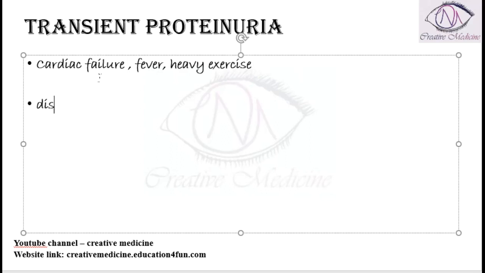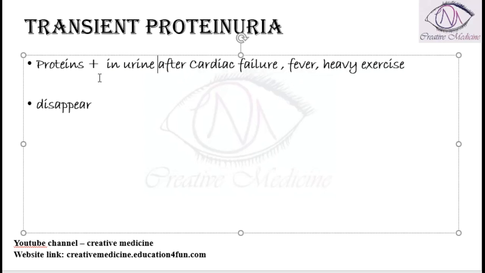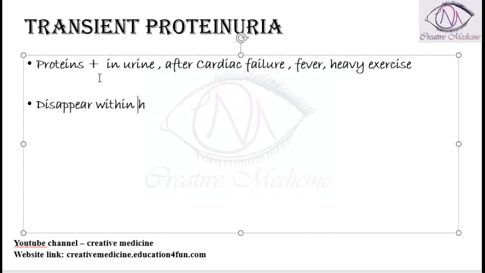In transient proteinuria, there are proteins in the urine that are positive after cardiac failure, or after the patient suffers from fever, or after doing heavy exercise. You will see proteins are positive in the urine. So this is transient proteinuria, and they will disappear within hours of cessation of the exercise.